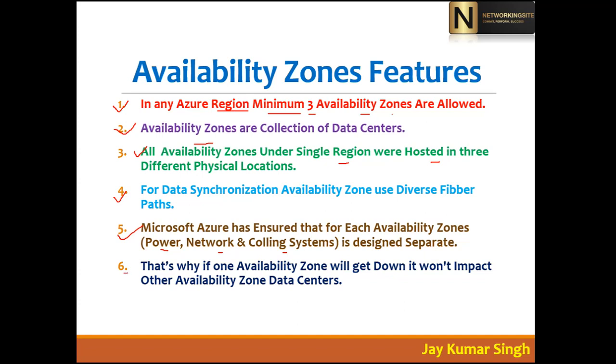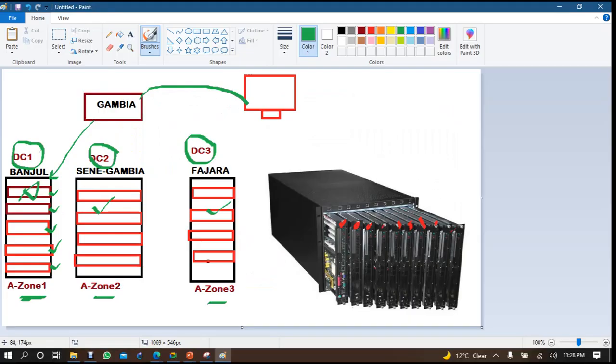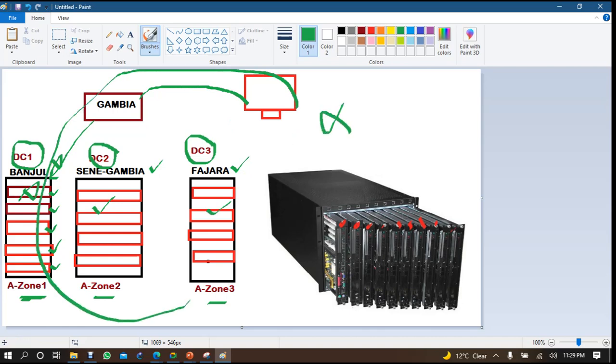That's why if one availability zone goes down, it won't impact the other availability zone data centers. I gave you an example: you cannot say that Banjul network is down and Banjul power is down, so okay, no problem, Senegambia power is okay, or the network will be fine. Fazara is okay. You cannot say that the entire country is down. If the entire country is down, there is also some solution, but we will see that later.